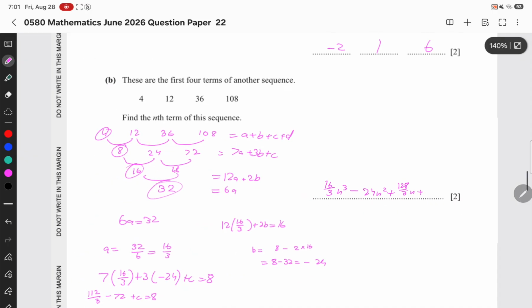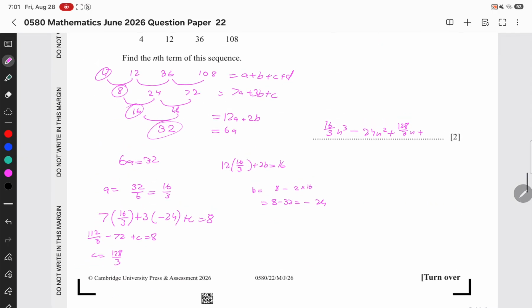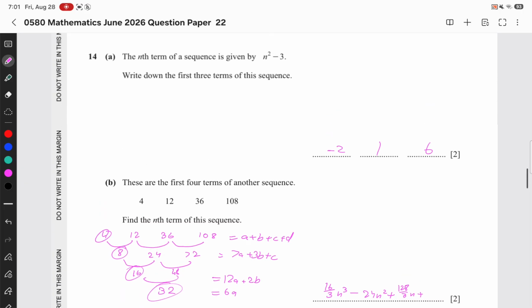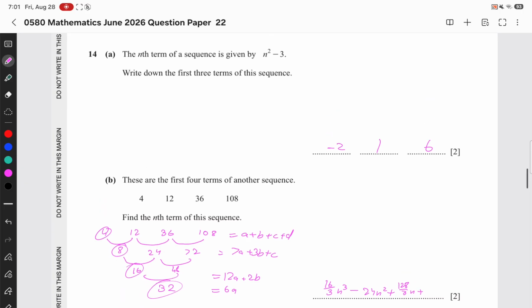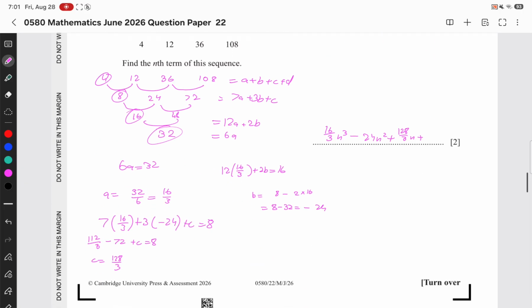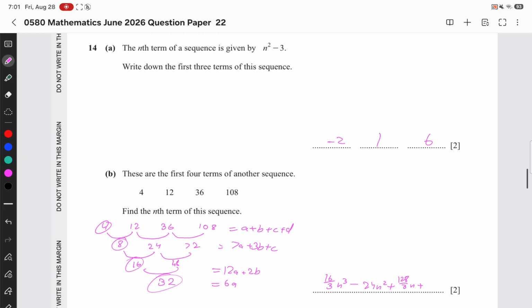So you're saying you have to do all this for 2 marks. Do you think this is worth it? No. I said this should be like 4 marks and this should be like 1 mark.